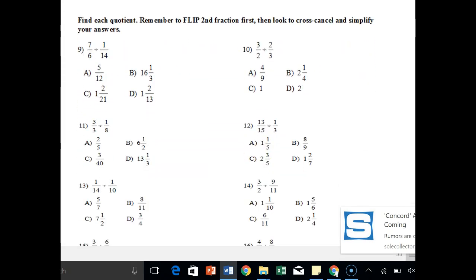Backside, it says find each quotient. Remember, when we find a quotient, we're going to flip the second fraction first, then look to cross-cancel and simplify your answer. So flip first, then cross-cancel. That's the important piece right there.